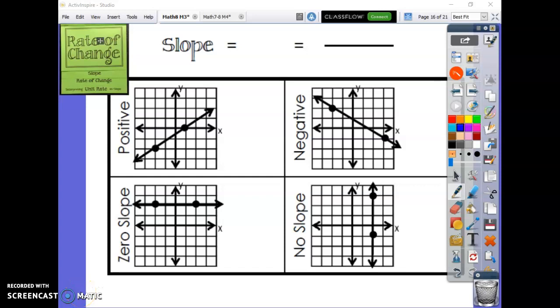Hi guys, so today we're on the foldable that looks like this: slope and rate of change. We're going to start by looking at slope. Slope is represented by the letter m, and we can find slope on a graph using rise over run. Let's see what that means.